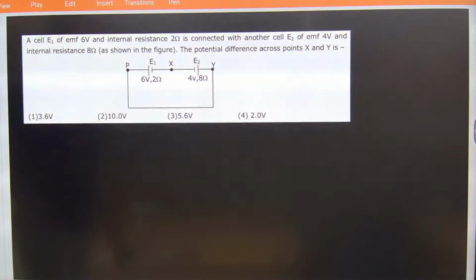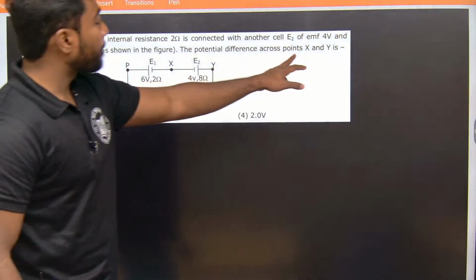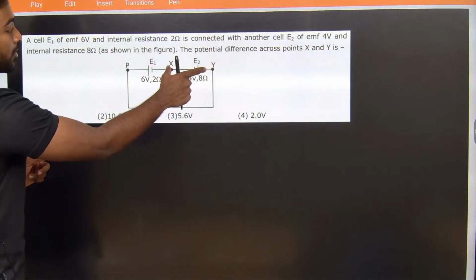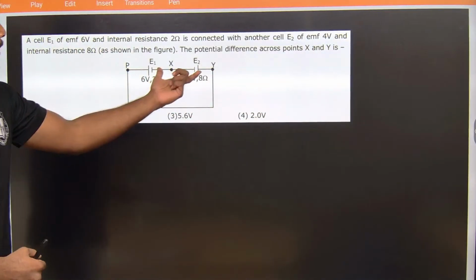So the next question is, a cell E1 of EMF 6 volt and internal resistance 2 ohm is connected with another cell E2 of EMF 4 volt and internal resistance 8 ohms as shown in the given figure. The potential difference across points x and y. So where are the points x and y? I need to find the potential difference across these points.